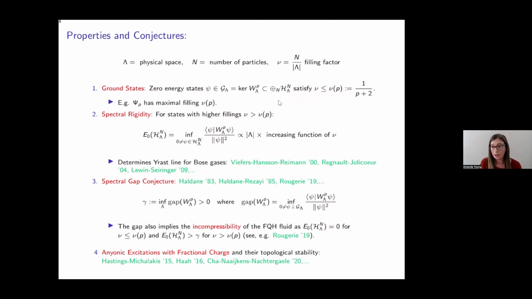Now, you could also ask yourself what happens for higher fillings and what kind of energy states you can see there. So if you fix your volume lambda, you think about increasing the number of particles that you're putting into your volume. One thing you would expect to see in these models is spectral rigidity, meaning that the lowest energy value in the n-particle subspace is going to be proportional to some increasing function of the filling nu.